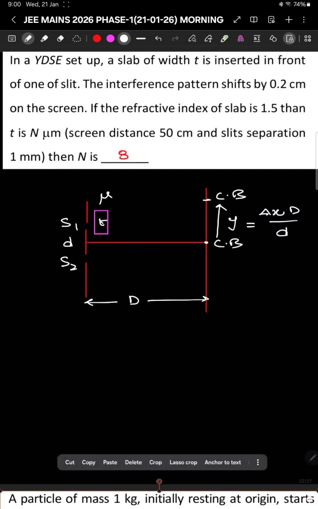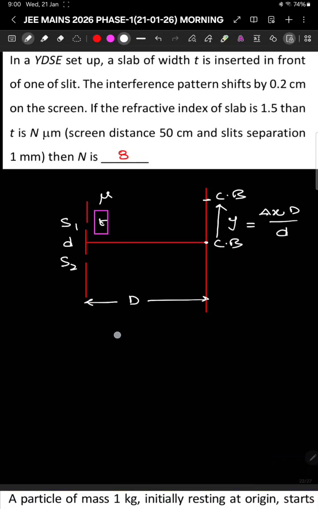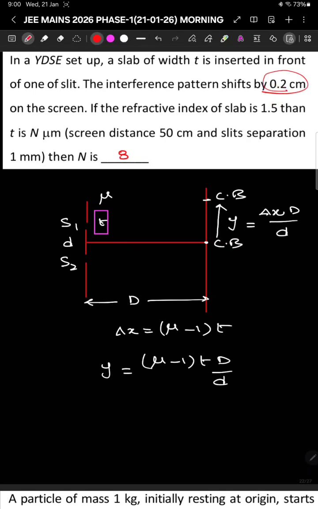Here delta x means path difference. The path difference due to the glass slab is (mu minus 1) times t. Now your formula becomes y equals, substituting this delta x value, (mu minus 1) into t times d by d. Here, the interference pattern shifts by 0.2 centimeters.